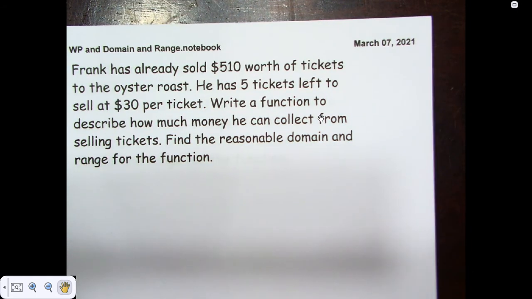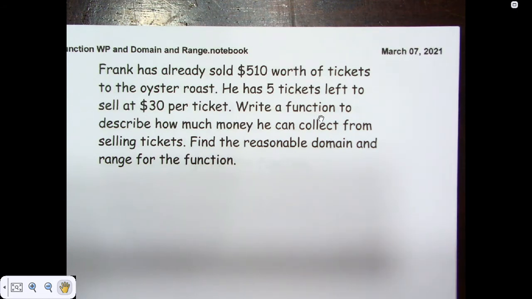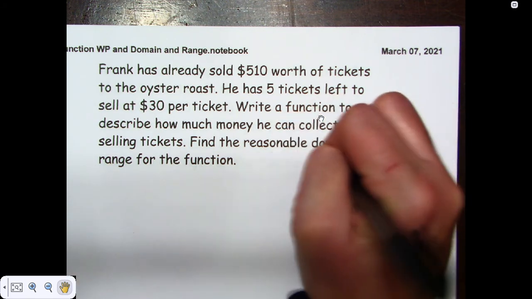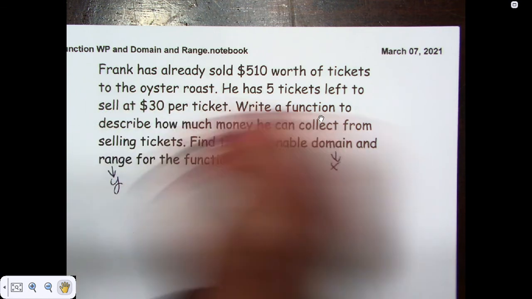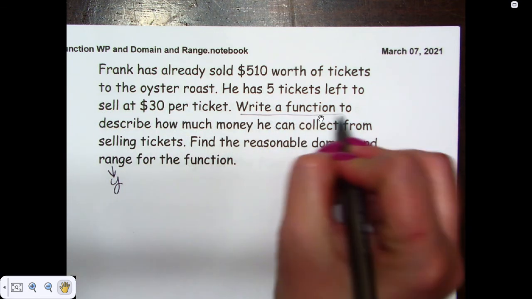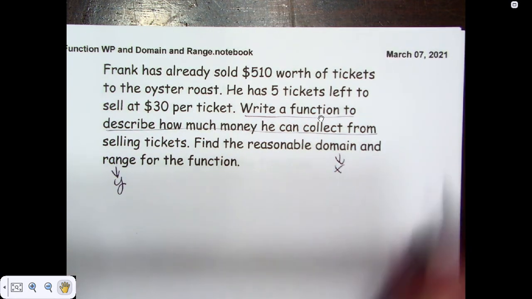Frank has already sold $510 worth of tickets to the Oyster Roast. He has 5 tickets left to sell, and they're $30 a ticket. Write a function to describe how much money he can collect from selling tickets, and then find the reasonable domain and range. Okay, so we should know that domain are your X values and range are your Y values. Okay, it does say write a function to describe how much money he can collect.